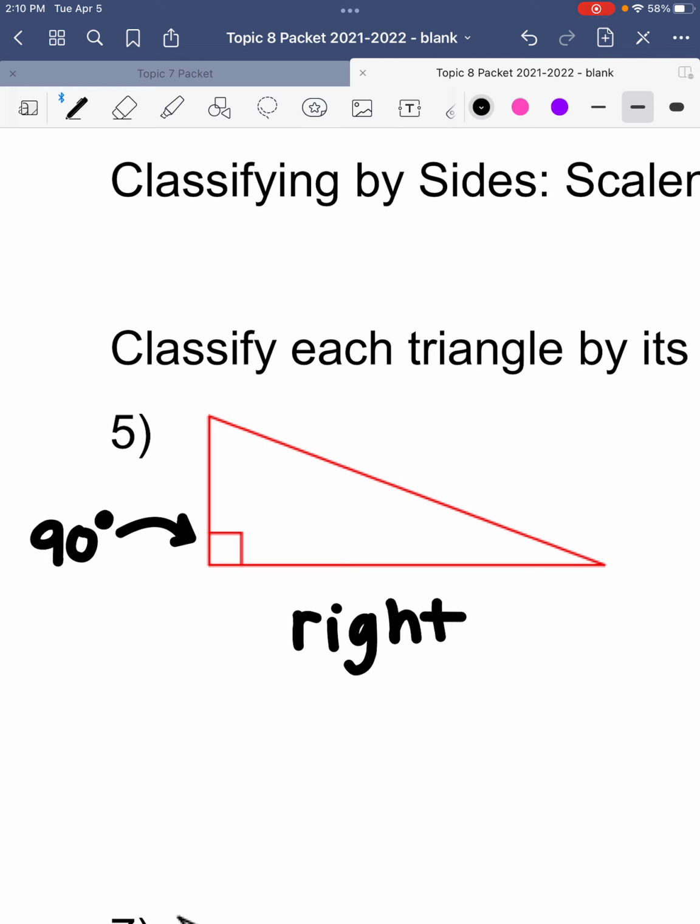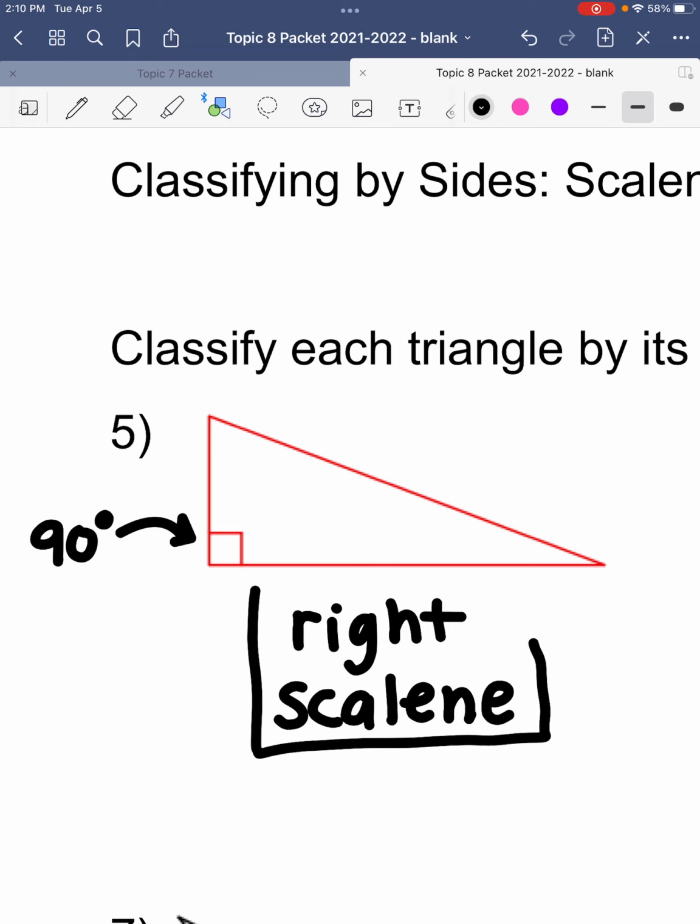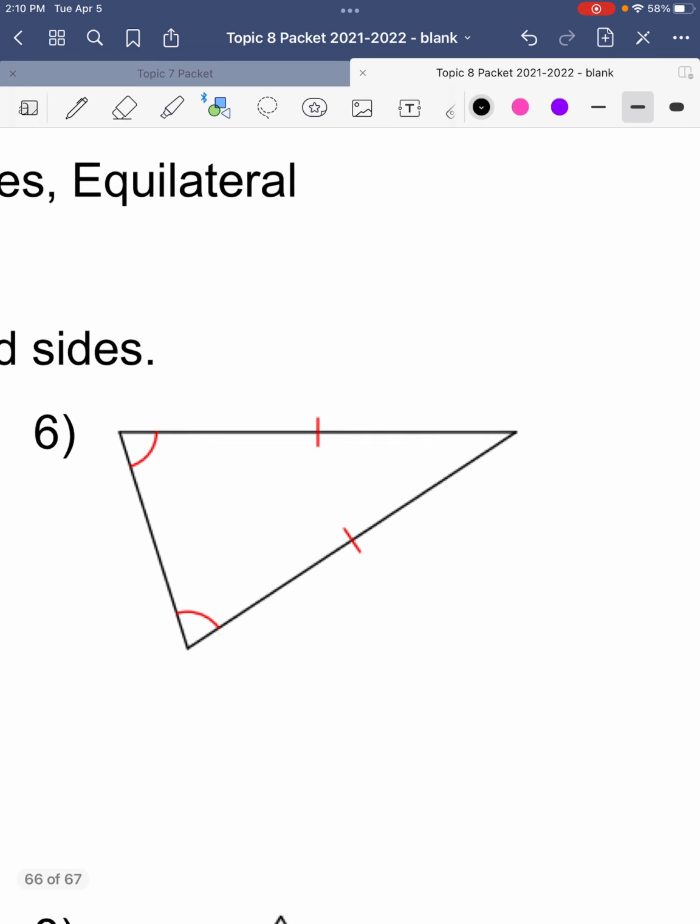Okay, and when I look at the side lengths, they all look different. So this one right here looks really, really short. I've got these other 2 that are a little bit longer. One seems longer than the other. So right scalene. That's how I would classify this triangle here. Okay, let's look at number 6.